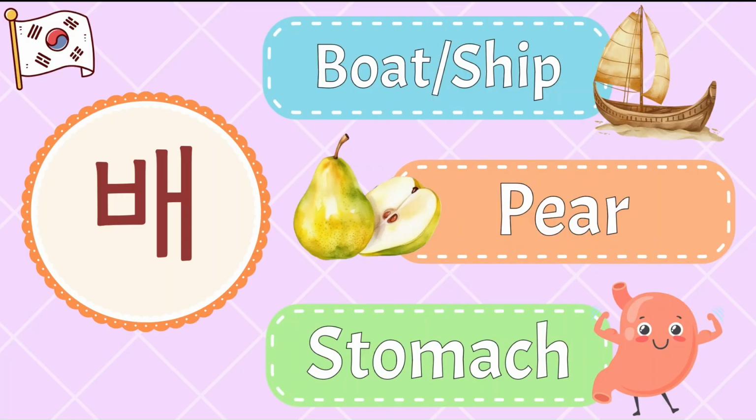배. Now, 배 has three different meanings. 배 can mean boat or ship in Korean. It can also mean pear, the fruit pear. And 배 also means stomach in Korean language. You can very easily recognize how different the meanings are. Okay, boat or ship, then there's a fruit, pear, and then there's a body part, stomach.